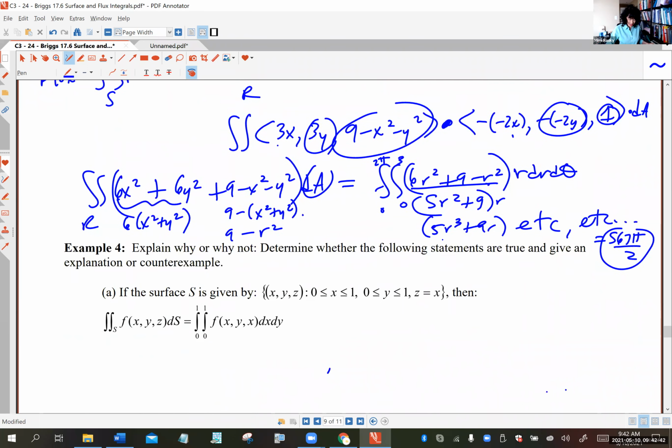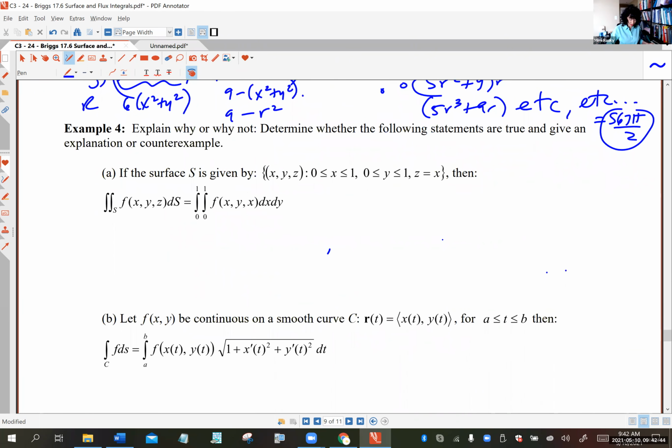Yeah, same. Okay. Let's do some true false, because you know me, I always like to throw a true false question or two on an exam. And this exam will be no different. Check out letter A, true or false.